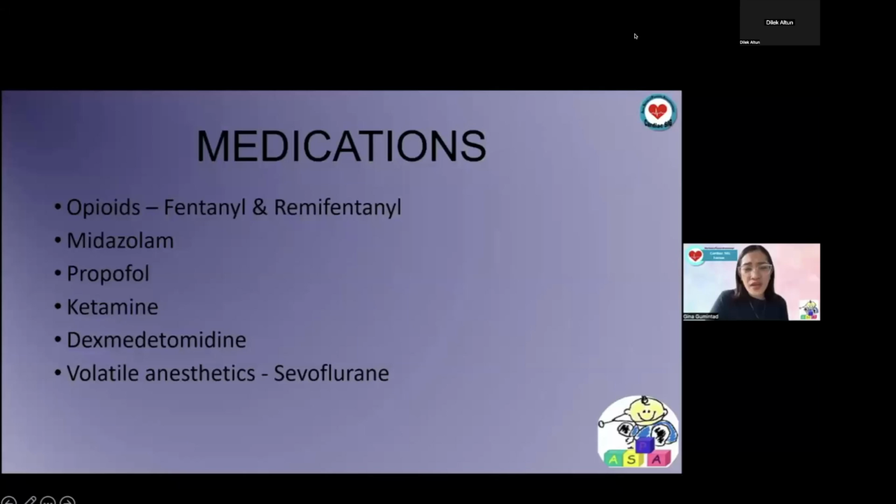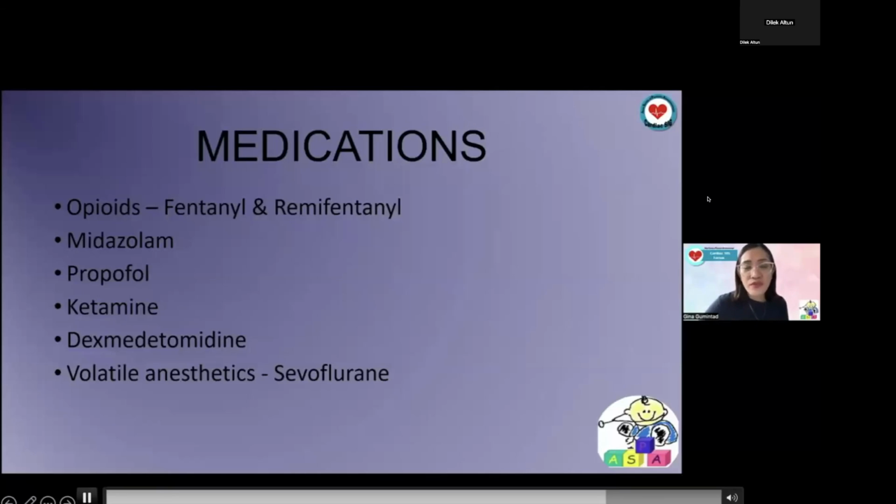So propofol, I also use propofol in very, very titrated doses, because as we all know, propofol is a myocardial depressant. So very titrated doses at 0.5 to 1 milligram per kilogram per dose. I just bolus it. I give it as a bolus as needed.